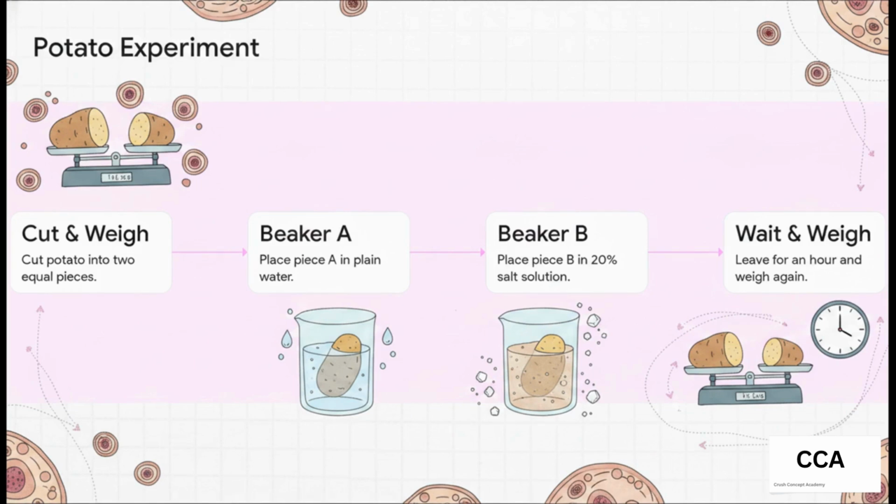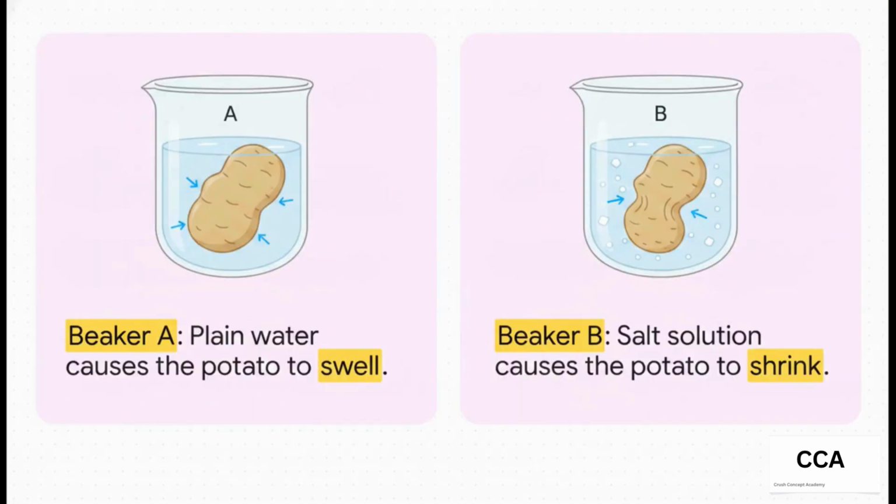Second, drop piece A into a beaker of plain, normal water. Third, place piece B into a 20% salt or sugar solution. Fourth, just step away for an hour. Let the biology do its thing, and then come back to measure the final weight of each piece. So here is the kicker. What actually happened? In beaker A, the potato in plain water actually gains weight and swells up. But over in beaker B, the potato sitting in the salt solution loses weight and shrinks.